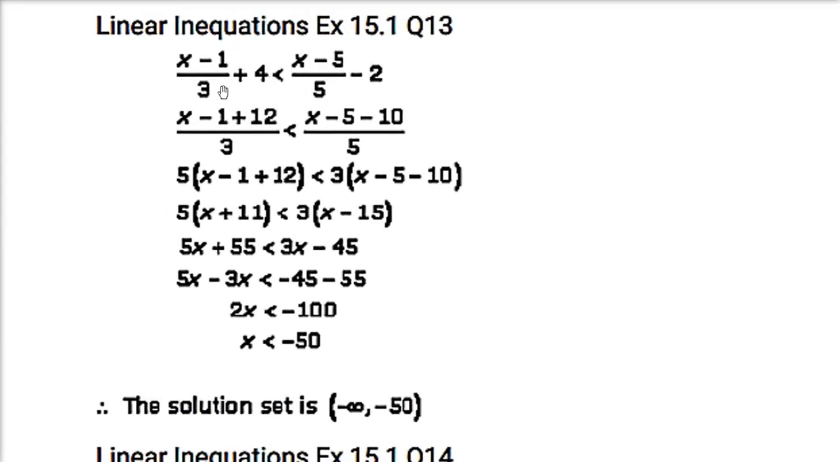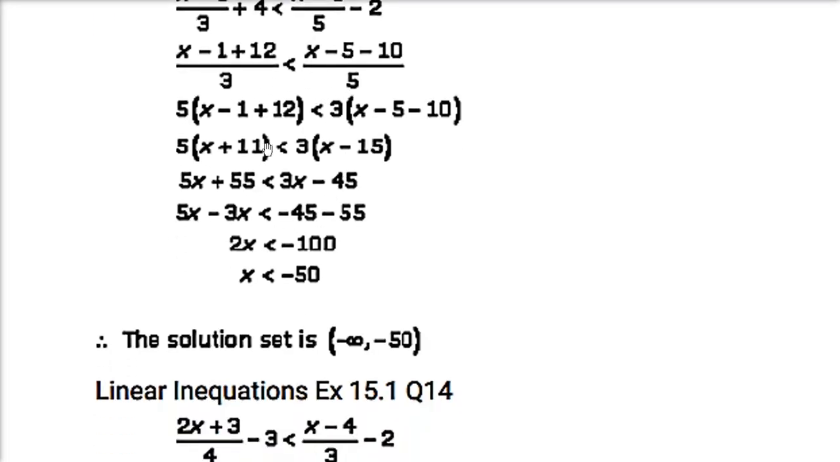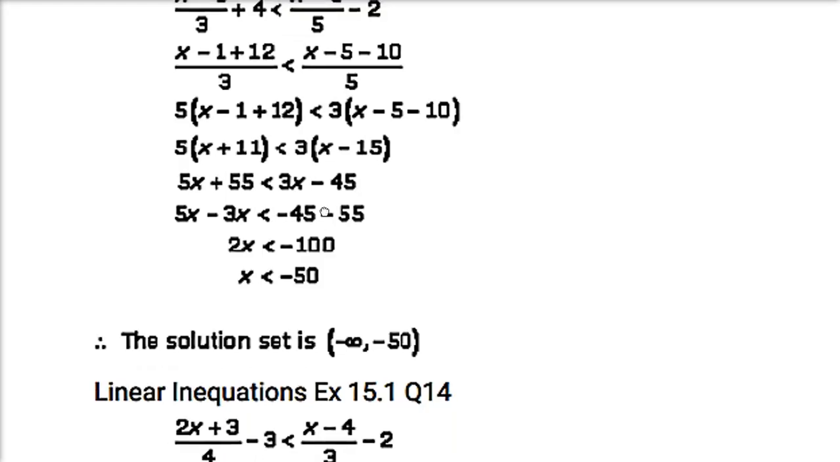Now first you solve this. Take a 1 here, 4 by 1. X minus 1 into 4 3s are 12 by 3. Take a 1 here, x minus 5 into 5 2s are 10 by 5 here. Now this is x plus 11, and this is x minus 15. Multiply it by 5, so 5 into x plus 11. Multiply this by 3, 3 into x minus 15. Now this is 5x plus 55. This is 3x minus 45.